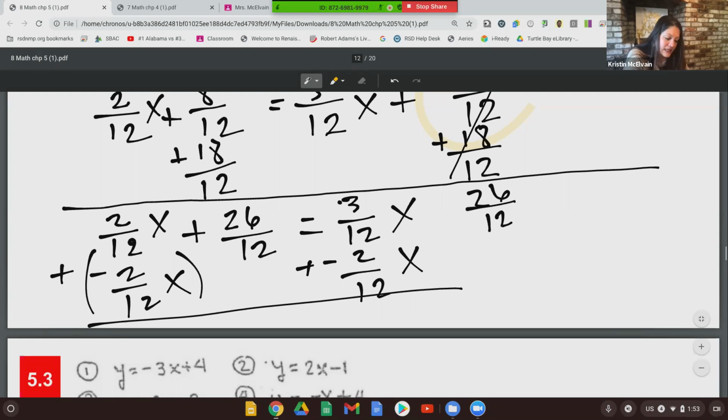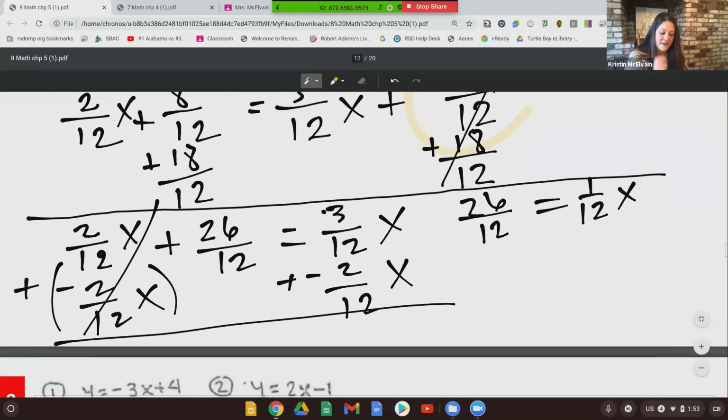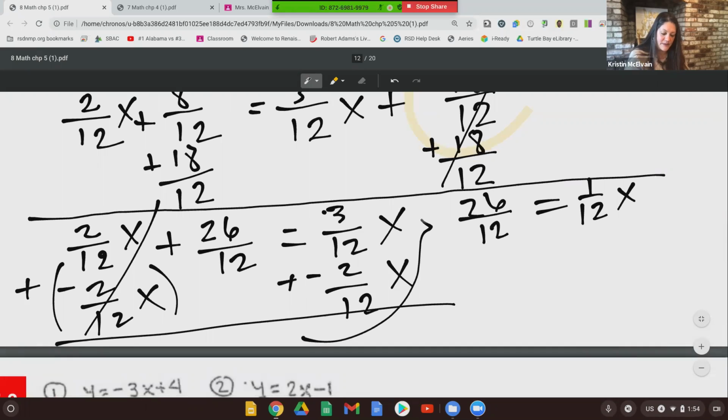26/12 equals, right, because that cancels out, equals 1/12 x. Okay, you guys still with me? So this, I just moved right up here. Okay, so now here's what's cool.